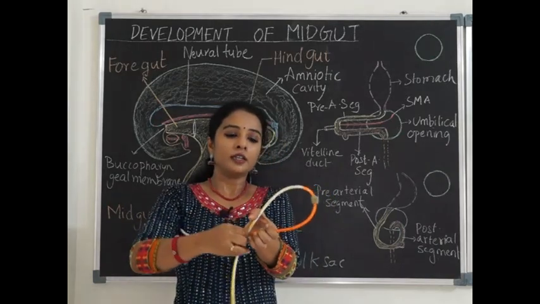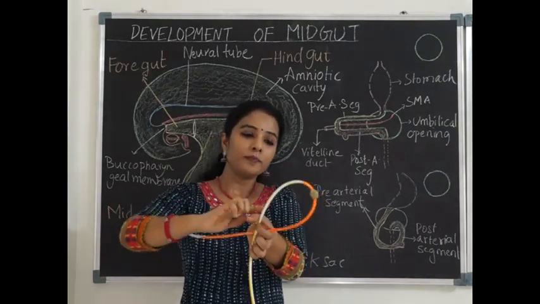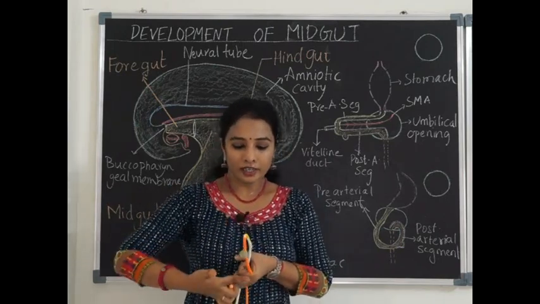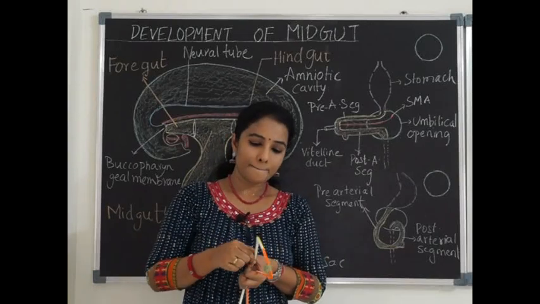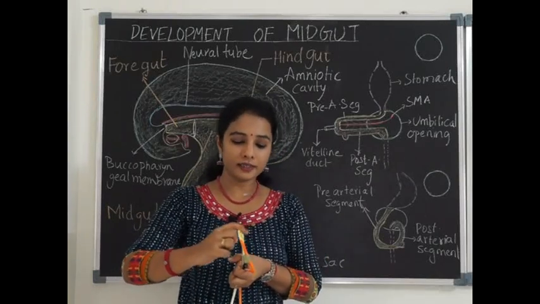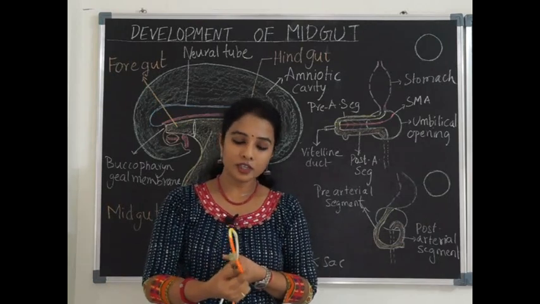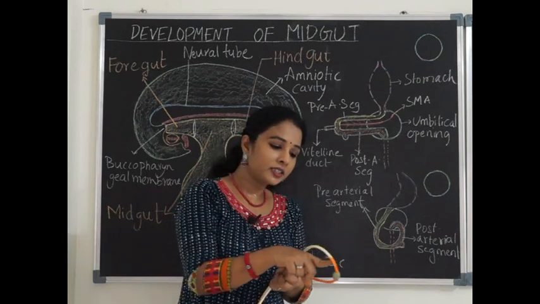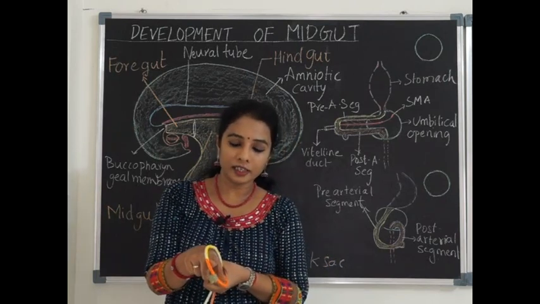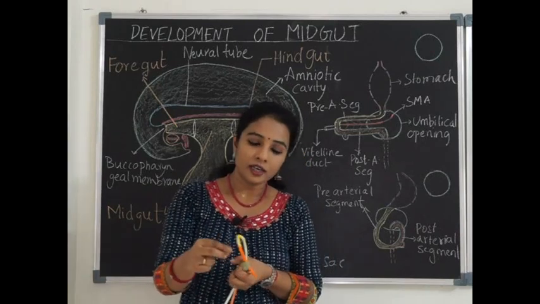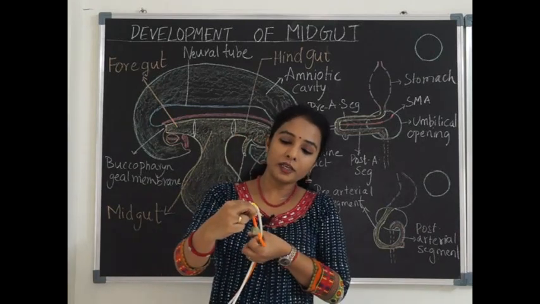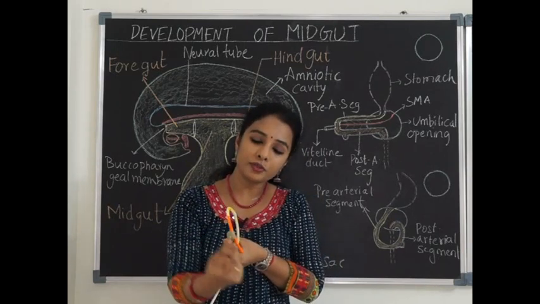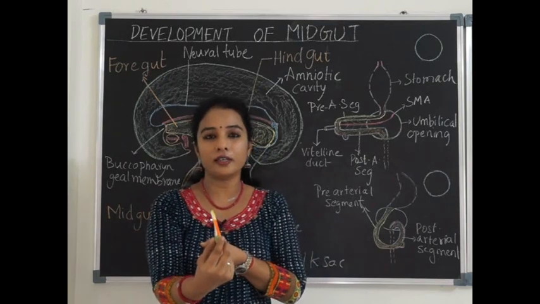If we see, this ring is the umbilical opening through which the midgut protrudes out. It protrudes out ventrally like this. Here is the pre-arterial segment, and below is the post-arterial segment, because the superior mesenteric artery terminates near the apex of the loop, dividing it into the pre and post-arterial segments. Next, near the termination of the superior mesenteric vessels, we see the development of a diverticulum from the post-arterial segment, which is called the cecal bud.